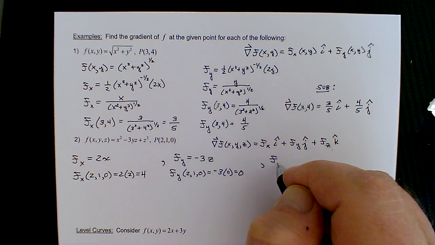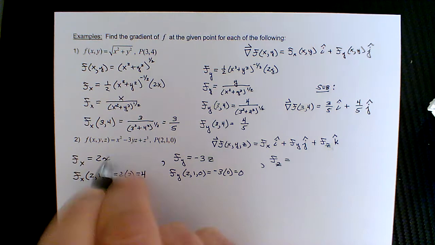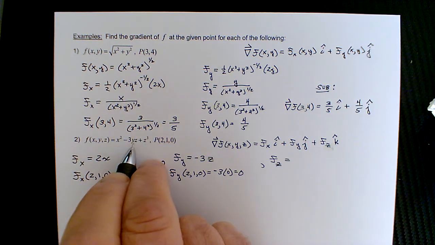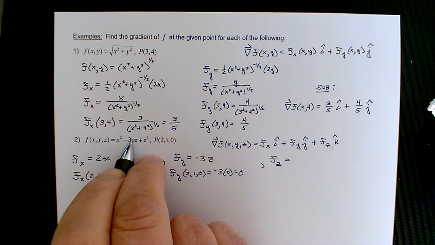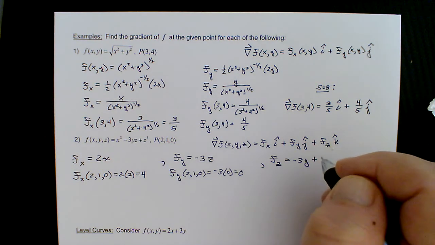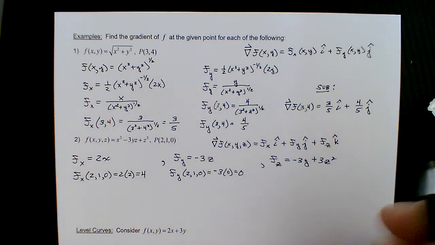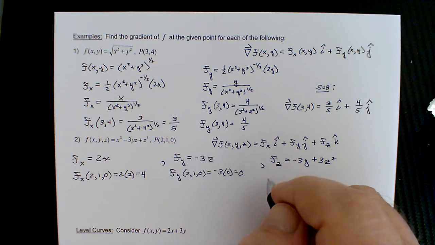And then finally, the partial with respect to z, x and y are constants, so the derivative of x squared is 0. Here, y is a constant, and the derivative of negative 3yz is negative 3y, and then plus the derivative of z cubed, 3z squared. And so, evaluate that.